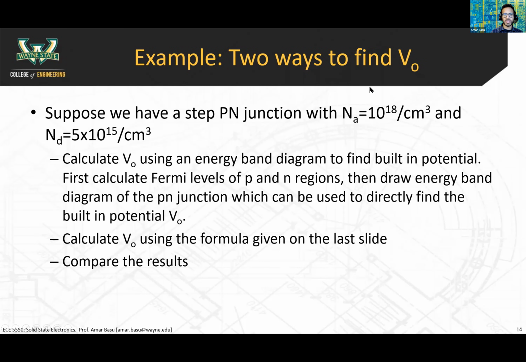So I'll go ahead and mute myself now. If anyone needs me to go to a previous slide, if you don't have your PDFs on hand, let me know. I'm happy to do that. So this is a step PN junction. The P side doping is 10 to the 18th. The N side doping is 5 times 10 to the 15th.